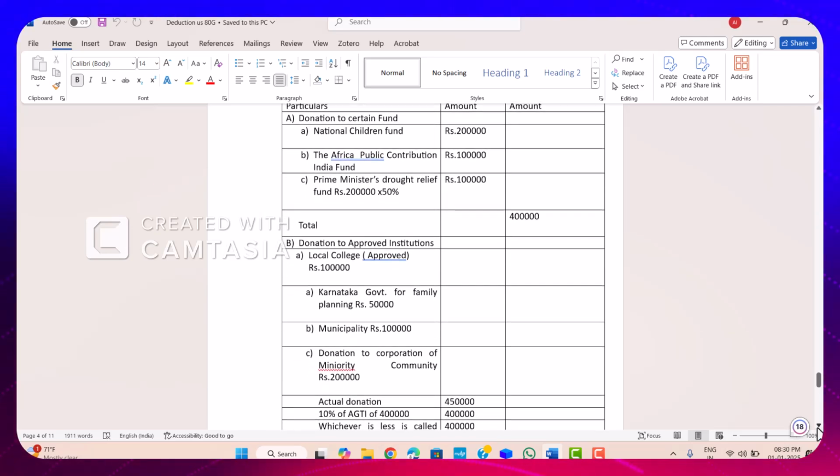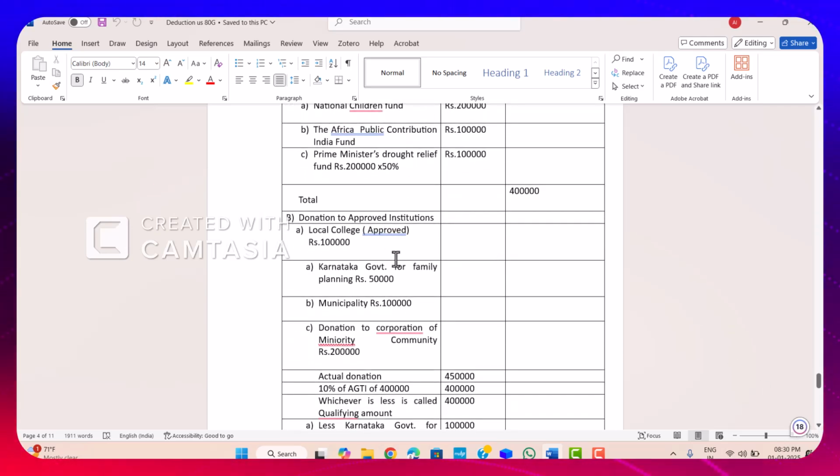Now donation to the approved institution. I said that in the approved institution, you should add all the donations and find the actual donation. Local college, you have given the donation, that comes under approved, 1 lakh. Karnataka government for family planning comes 50,000. Then municipality, you have given 1 lakh, it comes under approved institution. Donation to the Corporation of Minority Community comes to 2 lakh. It also comes under donation to approved institution. Add all together: 1 lakh plus 50,000 plus 1 lakh plus 2 lakh. It's the total actual donation. It will be 4 lakh 50,000.